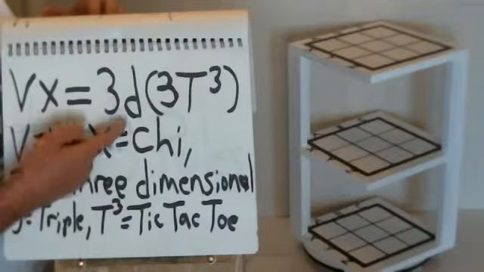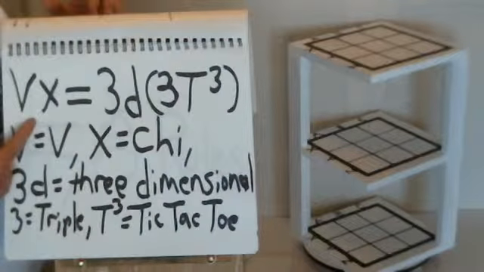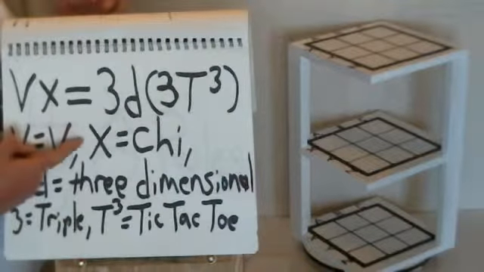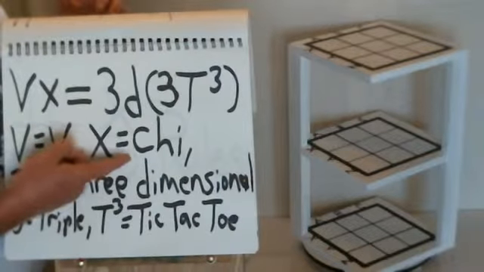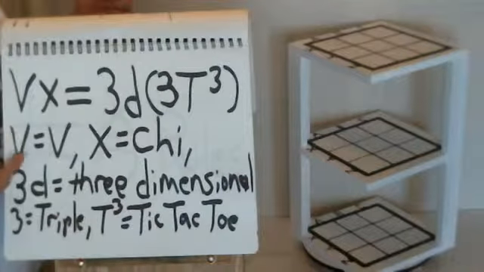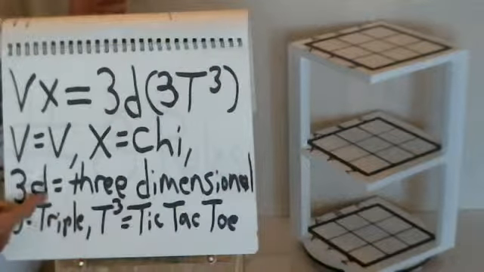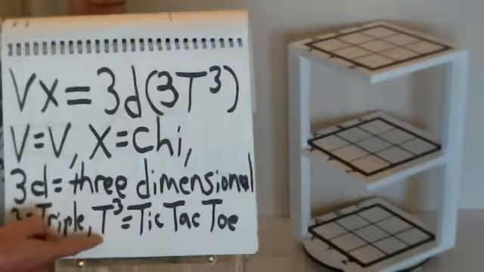Vx equals 3D times 3t cubed stands for V, meaning V, X meaning chi, as in the Greek letter, but we're going to pronounce it chi because it basically is spelled chi. 3D, of course, means three-dimensional. 3 means triple, and T3 or T cubed means tic-tac-toe.